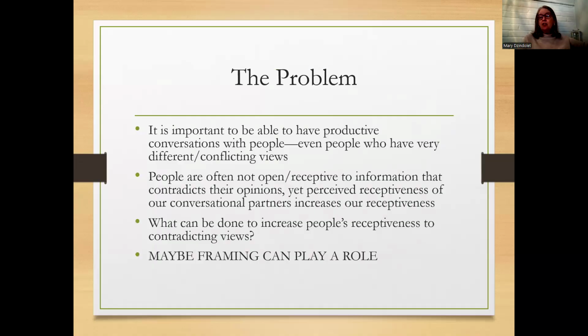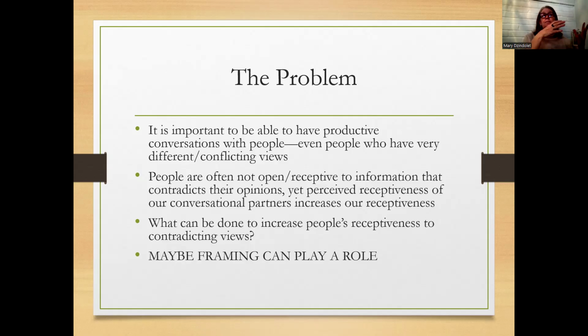So the problem that this group of experiments is trying to solve is that, one might argue, especially right now, it's really important for us to be able to have productive conversations with people, especially people who have ideas and views that are very different from our own. Right now in the United States and in other countries, all you have to do is look at TikTok or Facebook or some other platform, and it seems as though people are very polarized. And that's a shame. It makes it harder to feel a sense of community and that we're all in this together.